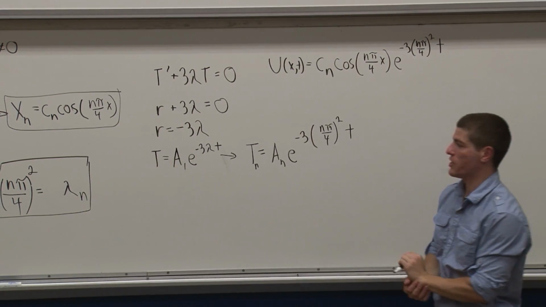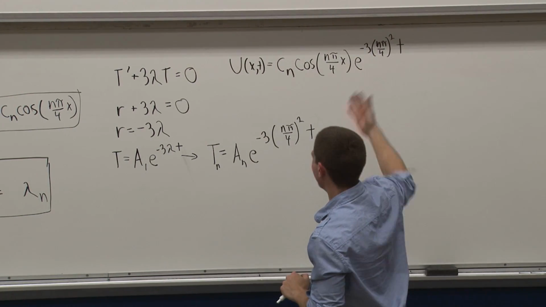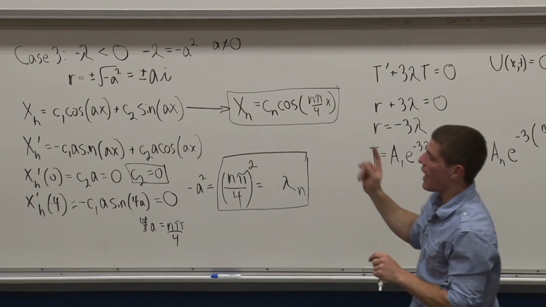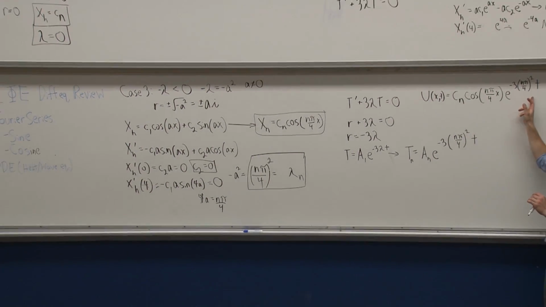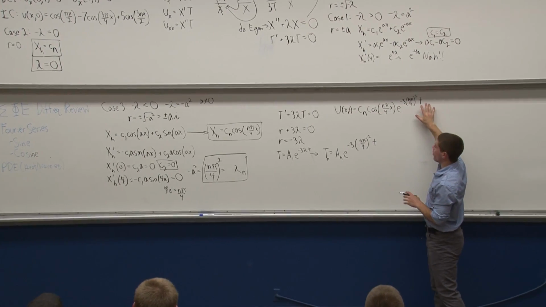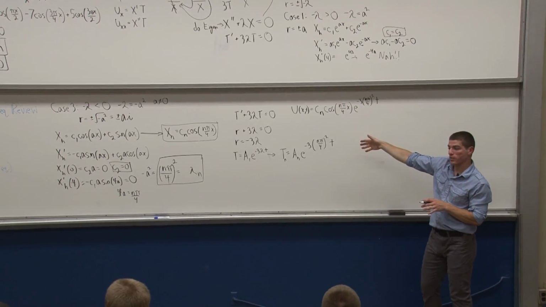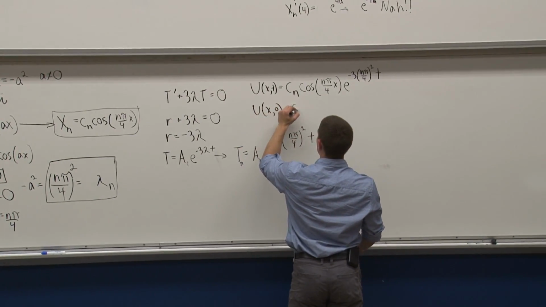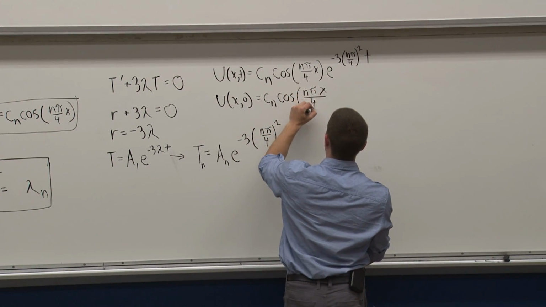Next step is we need to look at our initial condition. The initial condition all the way up there is u of x comma 0. That means x is just x and t is 0. There are no derivatives, thank God. I'm not taking a derivative of that, and you won't get any derivatives. Once t is equal to 0, this whole e term goes away. So u of x, 0 equals cn cosine of n pi x over 4.